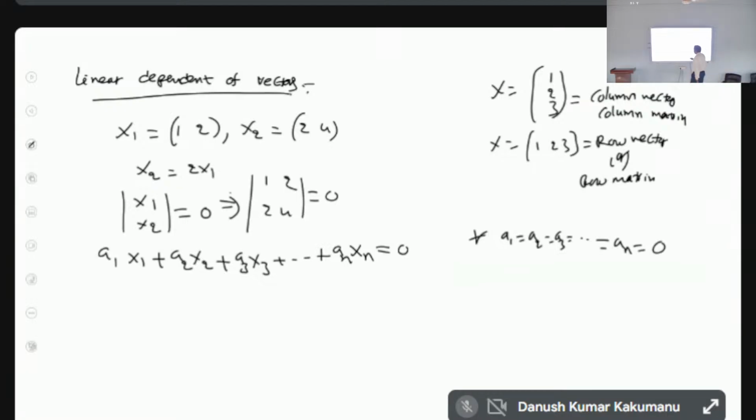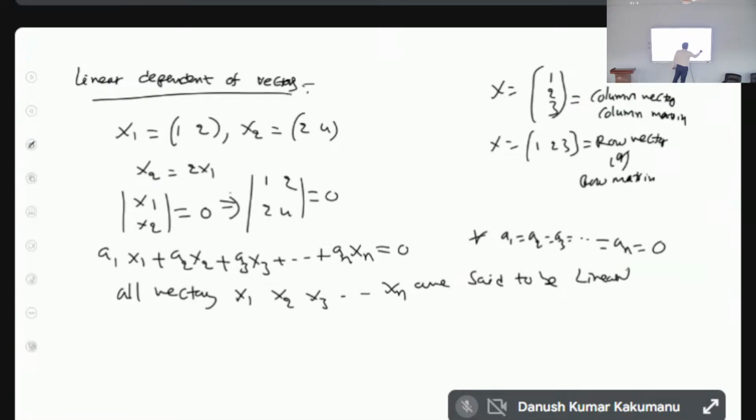a1 x1 plus a2 x2 plus a3 x3 plus and so on an xn equal to 0, for all a1 equal to a2 equal to an equal to 0. Then all the vectors x1, x2, x3, and so on up to xn are said to be linearly dependent or independent in this condition?